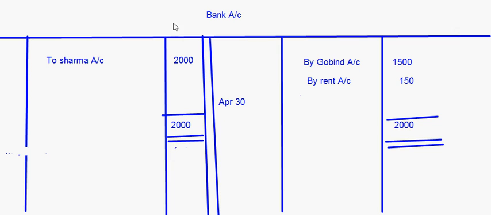Now the next account is the bank account, right? So in the bank account you see that the debit side has a total of 2000, whereas the credit side has a total of 1650. So the higher one is 2000, so that will be put on both the sides. So the credit side has the shortage. So here I'll write by balance carried down. 2000 minus 1650 is 350 rupees. That will come here. And on May 1st you will have to balance brought down, and this is 350 rupees, right? Okay, debit balance for bank account.